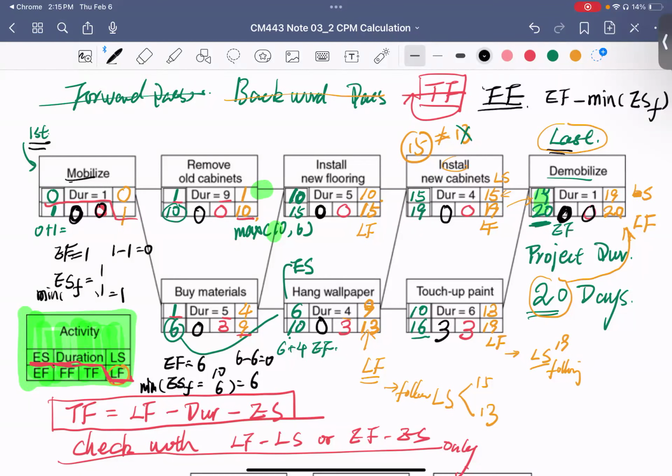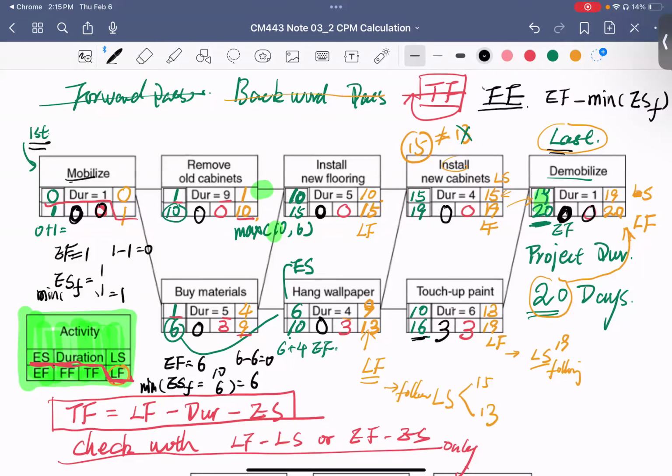What's your question? Because 16 minus 19 would equal -3, but we just take the face value of the number. No, for this one, for demobilize or for the touch up? The touch up. Oh, is that 13 or 19? For the demobilize, the early finish time is 19. Oh, I see.